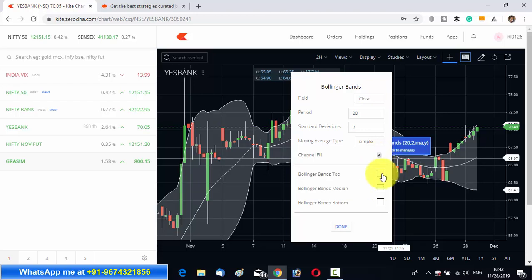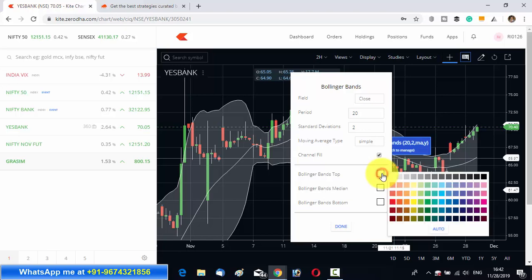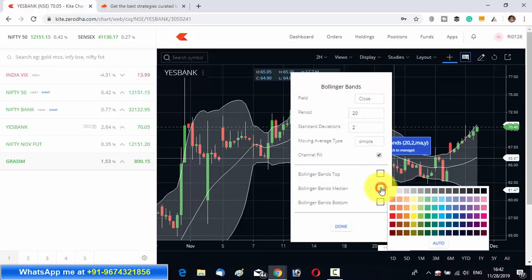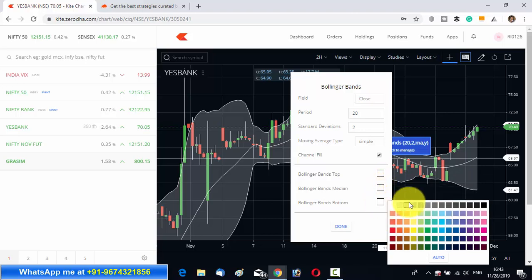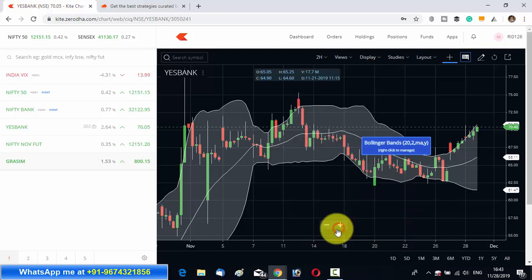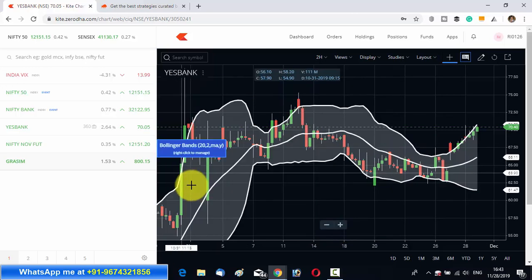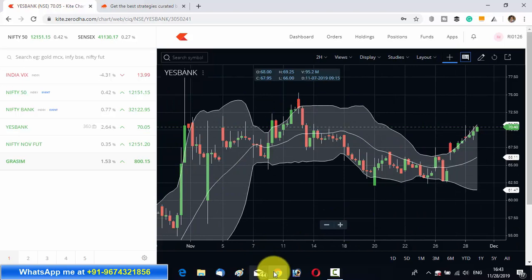So you can also change the colors of the bands. Just like you can change the color of the top band, you can change the color of the median, that means the middle band, and you can change the color of the bottom band. So I am not changing any colors, I am keeping it default. So let us click on done. So this is how you can get the Bollinger Bands on the charts.